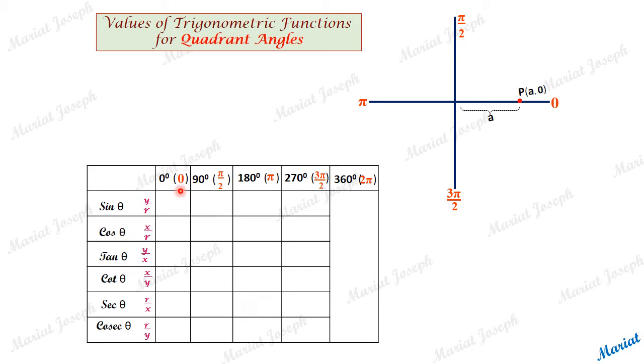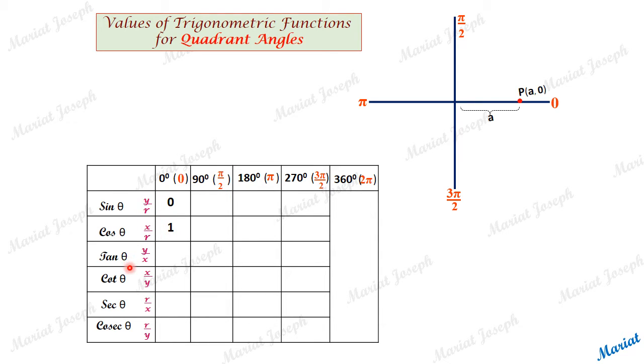So sine 0 will be y coordinate upon r. The y coordinate is 0, r is a. So 0 upon a is 0. Now cos 0. Cos 0 is x upon r. x is a, r is a, so a upon a is equal to 1. So cos 0 is 1.